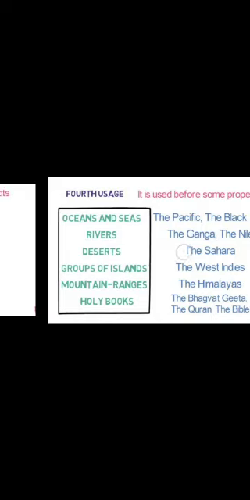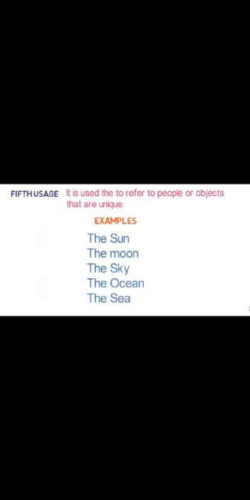Okay, children. Now the fifth usage is, it is used before a particular person or object that is or that are unique. Okay, children. When we use the in the fifth usage, it is used to refer to people or objects that are unique. Example, the sun, the moon, the sky, the ocean, the sea.